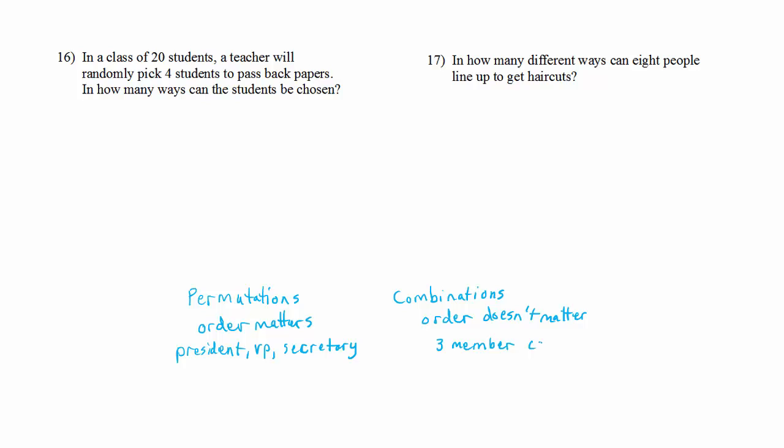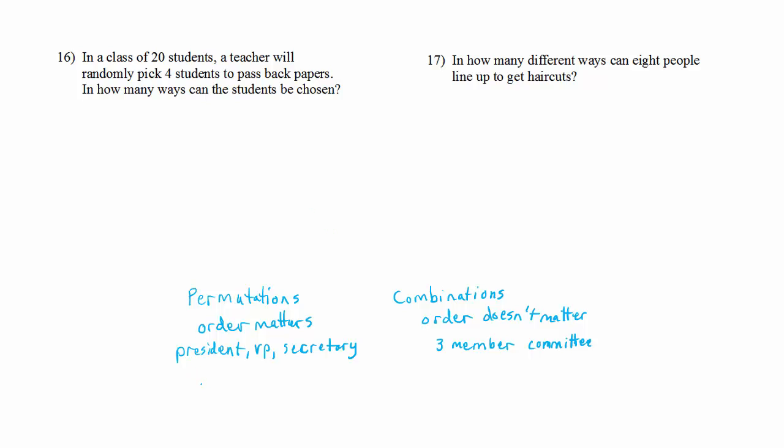In both cases, we're taking more than 3 people, most likely, and putting them into 3 spots. But for a permutation, it matters which spot you get. Being a president is different than being a secretary. On a combination, it doesn't matter when you got picked. It just matters that you got picked to be on the committee.